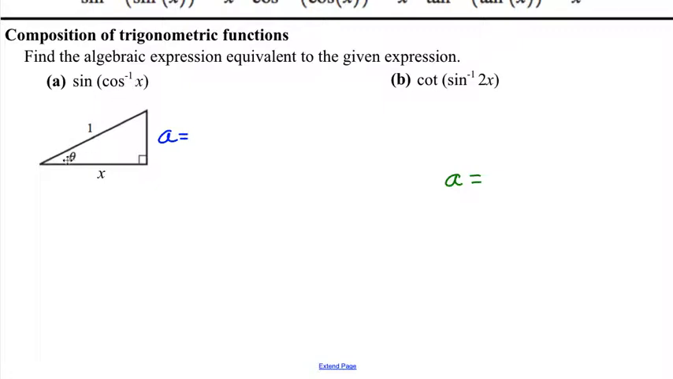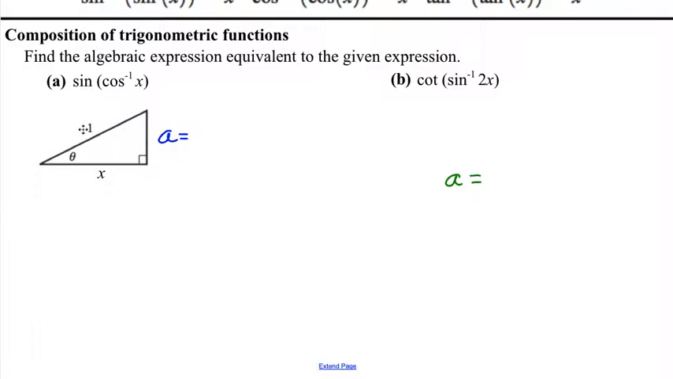If we look at this, the cosine is adjacent over hypotenuse. We're going to pick our hypotenuse to be 1 so that the cosine is x over 1. So we have this as being true. Now we want to find the sine of this angle. Well, the sine of theta would be the opposite over hypotenuse, so we need to find this other side a. We need an expression for a.